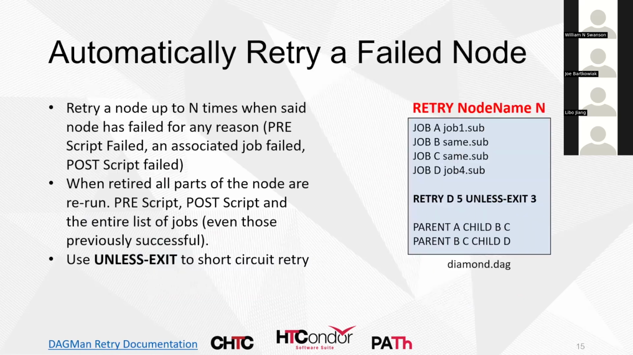Another neat thing DAGMan can do is automatically retry. Retrying nodes, that is a key thing, because when we retry, we retry more than just the jobs. If you have a full node structure, so you have a prescript and a postscript, we run both of those when we do a retry. Another key thing to know is when you have a list of jobs, as I said, we're all in. Even if 99 out of 100 were successful and one failed, we're going to run all 100 again. Just something to know.